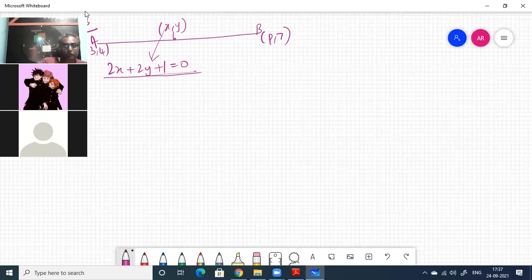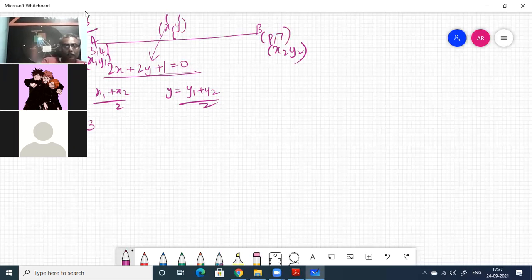X is equal to (x1 plus x2) by 2. Y is equal to (y1 plus y2) by 2. Okay, that we know. Here, this is x1, y1. This is x2, y2. Okay, now x is equal to this x, and this y.